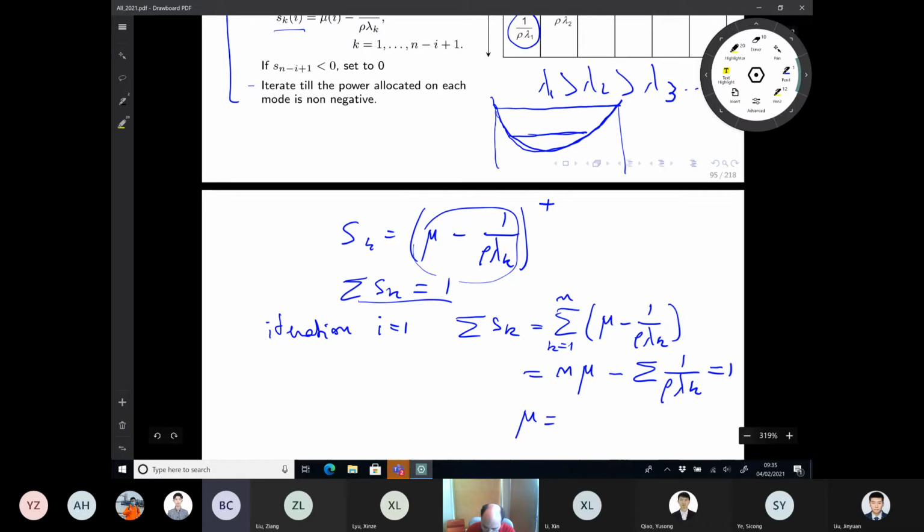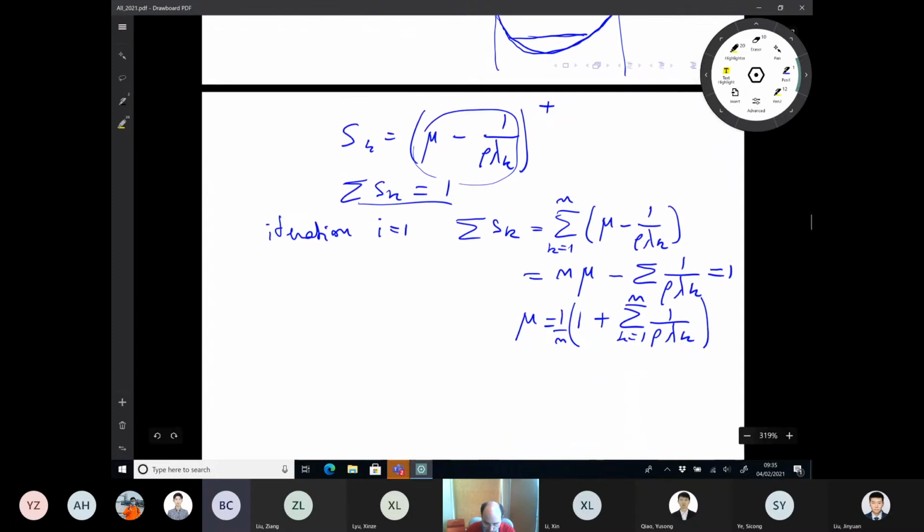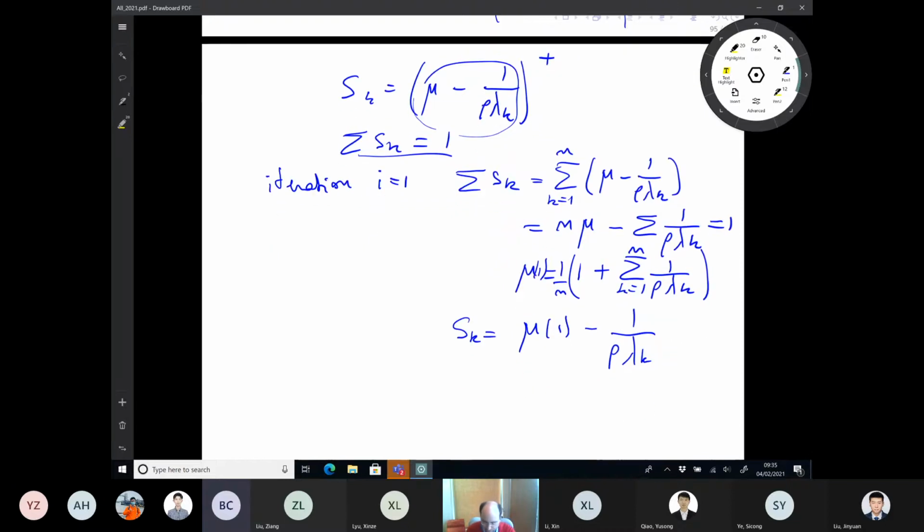So that means that mu has to be equal to 1 plus the sum k from 1 to n of 1 over rho lambda k, and I have 1 over n here. Okay, so this is the expression that we have here when n is equal to 1. Now I have my mu at iteration 1, and now I can calculate s_k, which will be mu 1 minus 1 over rho lambda k. Now what you do is that if this quantity is negative, you set it to 0. If this quantity is positive, you keep it, right?